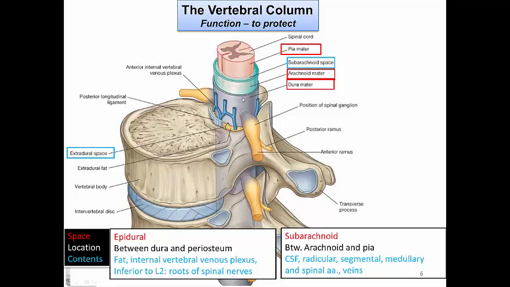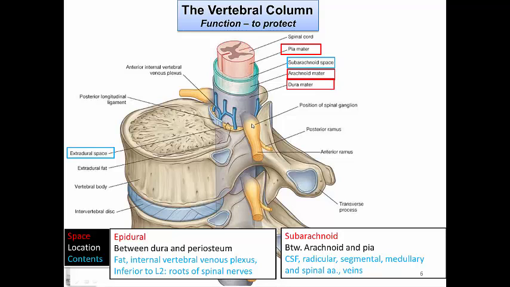Okay, and so then if we have a look at the spaces that are generated, these are true or just potential spaces. The space above the dura we will call the epidural space, which is between the dura itself and the periosteum of the vertebrae. Within here we can find some fat and a few veins of the vertebral venous plexus, and inferior to the level of L2 we can find some roots of the spinal nerves.